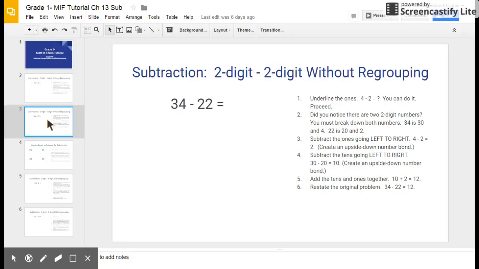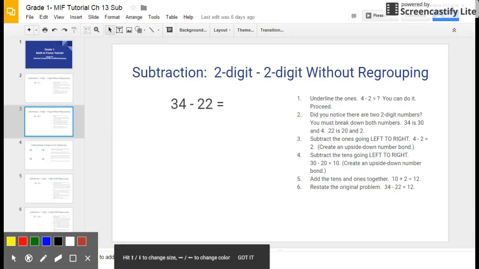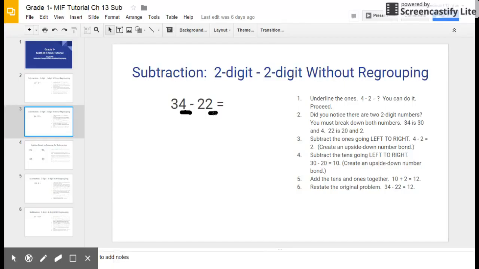This is a subtraction 2-digit minus 2-digit without regrouping problem. The first step we're going to do is underline the ones, 4 and 2. Can you do 4 minus 2? Yes, you can, so we are going to proceed to the next step.